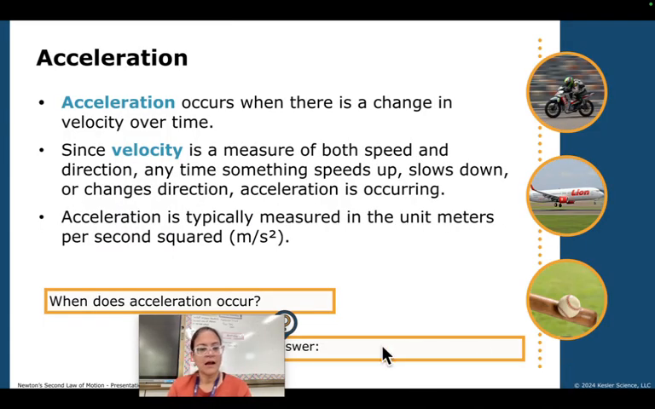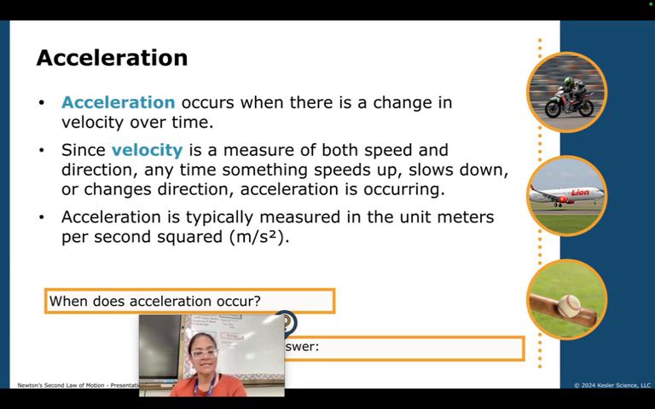There we go. All right, so acceleration. Acceleration occurs when there is a change in velocity over time. So acceleration is very similar to speed, even though it's not the same thing. Since velocity is a measure of both speed and direction, anytime something speeds up, slows down, or changes direction, acceleration is occurring. In common conversation, people will say accelerating to mean speeding up, but it can also mean slowing down or turning, changing direction.